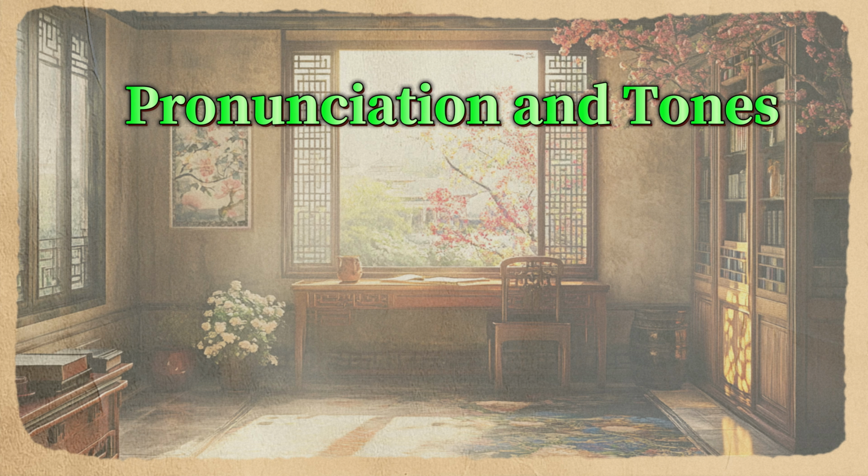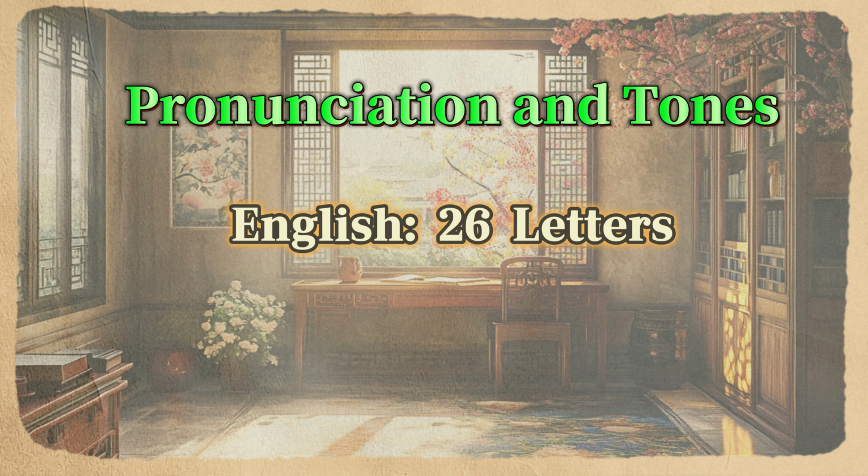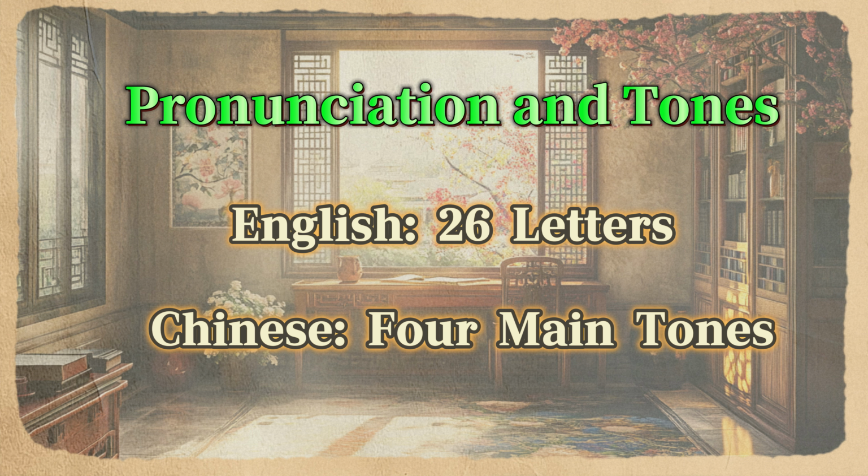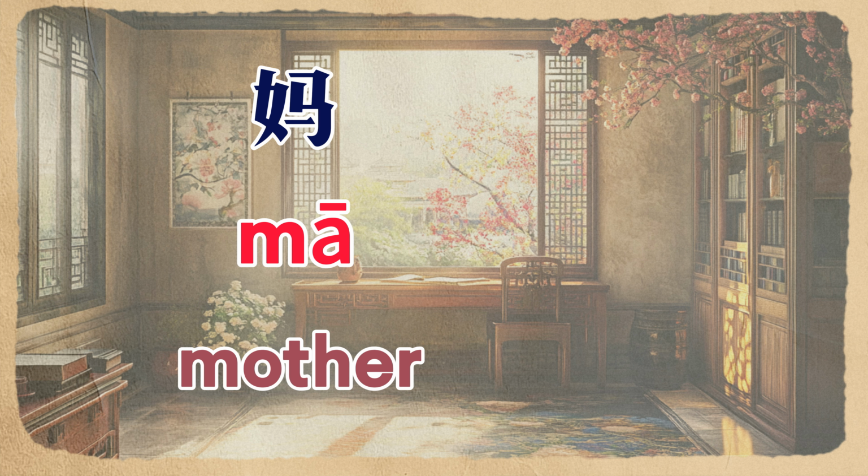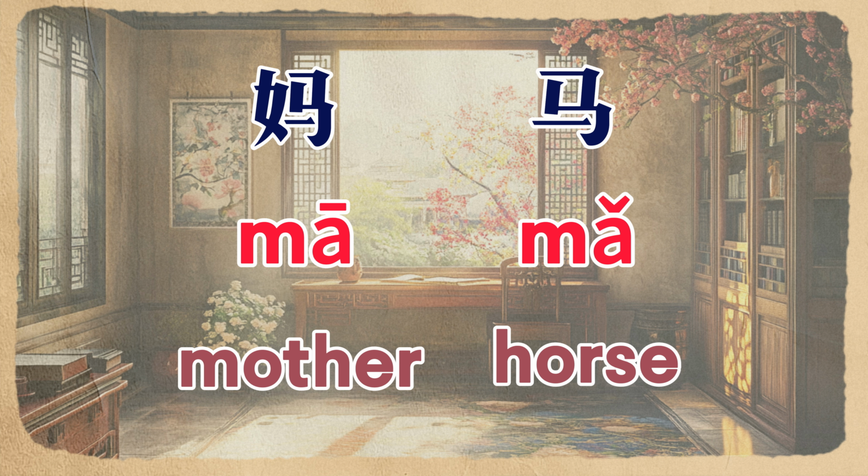5. Pronunciation and tones. English has 26 letters, each with fixed pronunciation. Chinese has 4 main tones, and changing the tone can change the meaning of a word. For example, 妈 means mother. And 马 means horse.